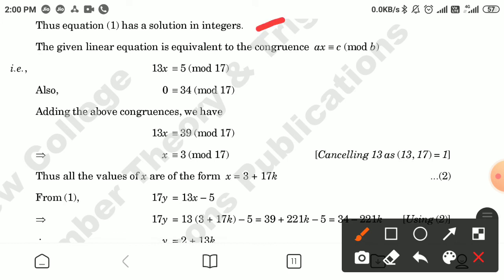The given linear equation is equivalent to the congruence ax ≡ c mod b, that is 13x ≡ 5 mod 17. Also 0 ≡ 34 mod 17. Adding the above congruences, we have 13x ≡ 39 mod 17, x ≡ 3 mod 17. Thus all the values of x are of the form x = 3 + 17k, marking this as number 2.